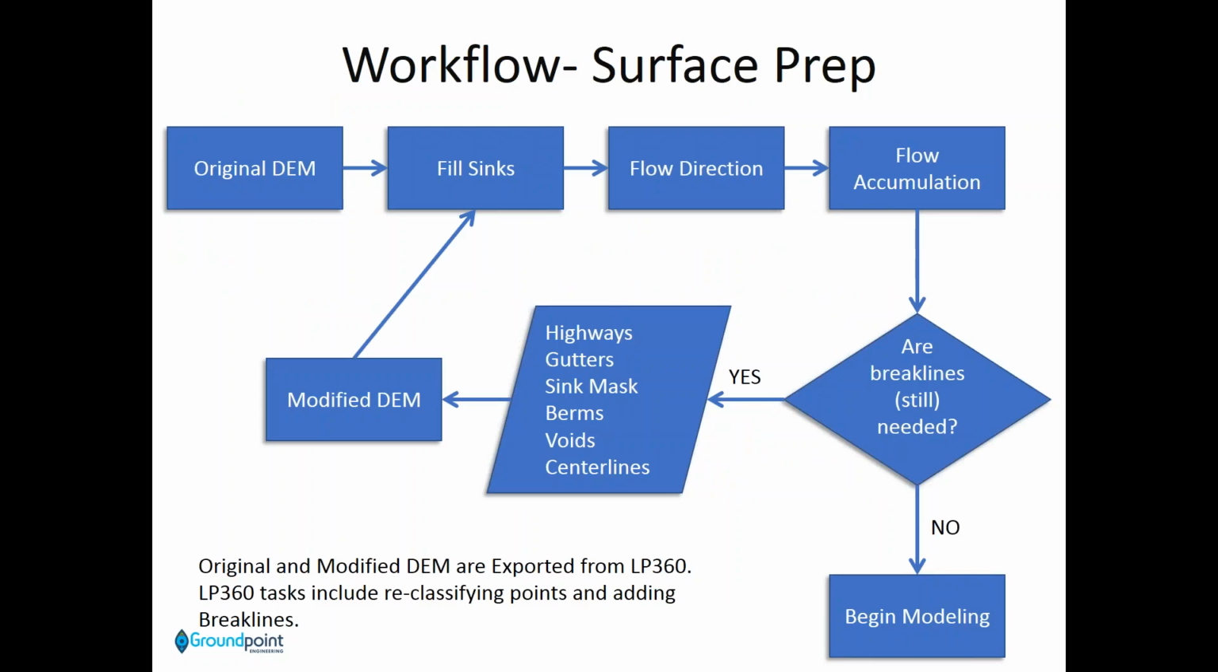We start by using a really low threshold for filling sinks just to remove any noise that's in the surface. And then we iterate around this loop, turning like a crank each time, generating a new modified DEM. So we'll generate a bunch of derivative GIS layers, evaluate for break lines, add break lines, and spit out a new DEM. And we might turn this crank 20 or 30 times as we go through and edit a surface until we think we've got it cleaned up and it's ready to begin modeling.